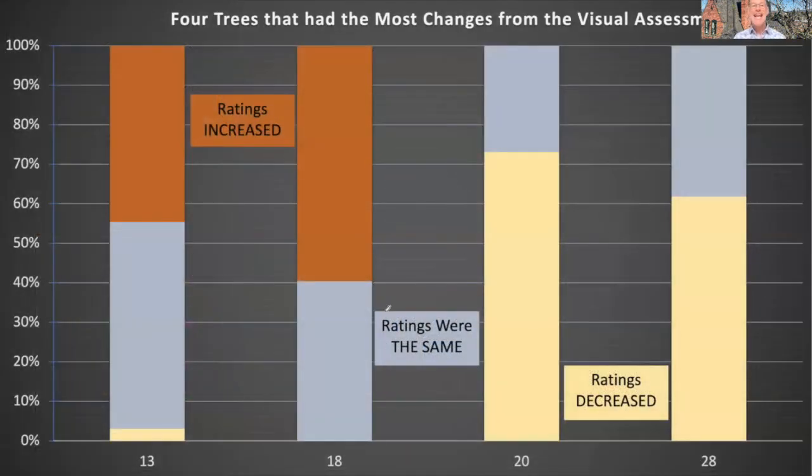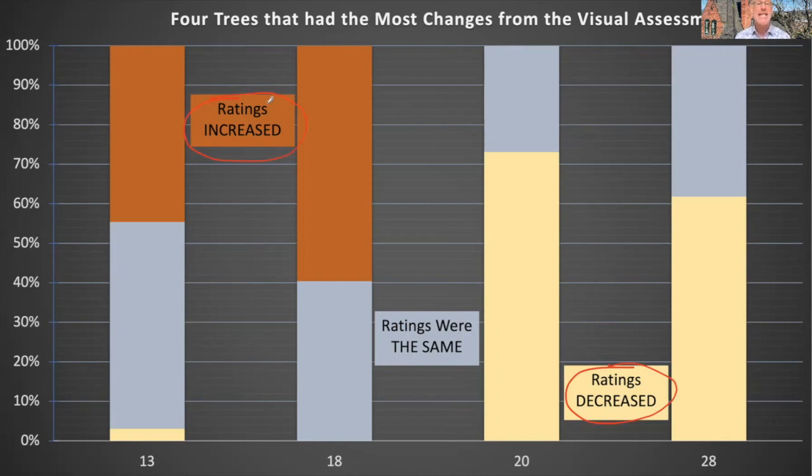Here are the 4 trees that had the greatest number of changes from the visual assessment. There are 2 where the ratings increased dramatically, and then there were 2 where the ratings decreased. So a much greater proportion of changes for these 4 trees. For 2 of them, most of the changes were increases, and for 2 of them, most of the changes were decreases. So the blue-gray is the smallest proportion for these 4 trees, 13, 18, 20, and 28.